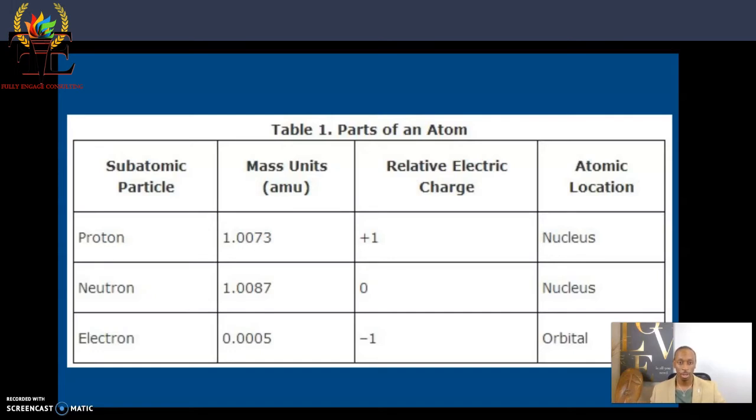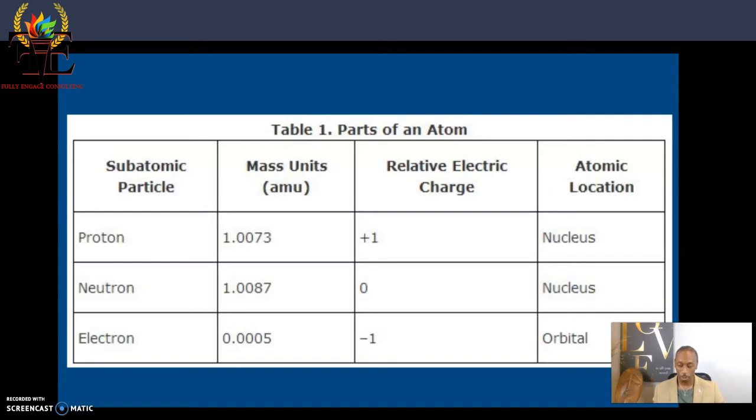So here are the three subatomic particles. Here are their masses or AMUs, their relative charges, and then their location. Once again, I'm using more language, so now this doesn't say electron cloud, it says orbital. But they need to be very clear that those two things are in sync. They're the same idea. Orbitals and clouds are the same thing.